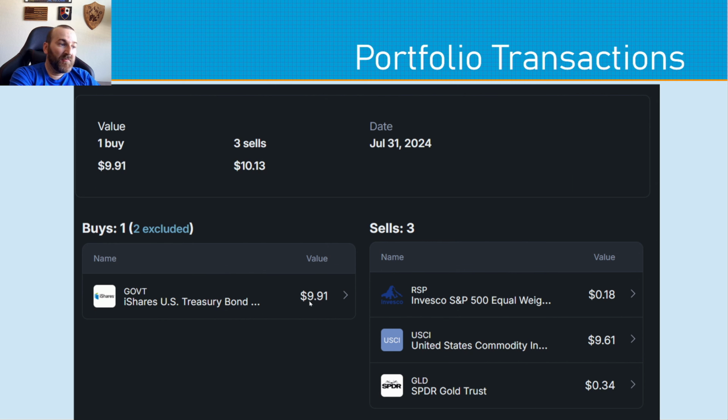And government bonds, I bought $9.91 of the ETF to increase it 10%. So that's the change in that.